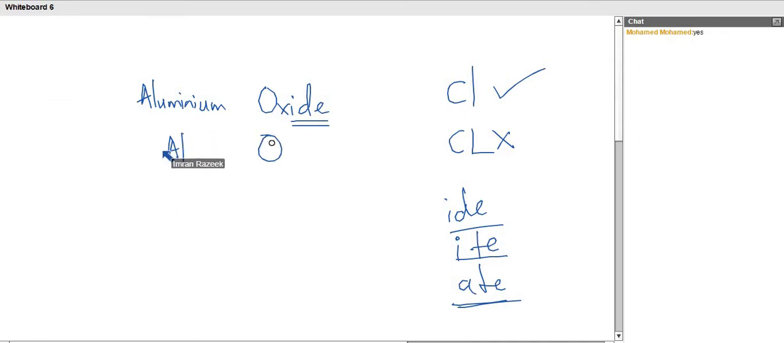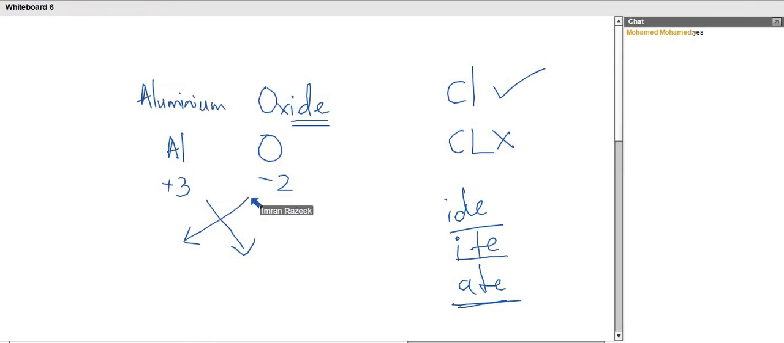First you write the symbols, and then you write the valency. Aluminium, group 3, is plus 3. Oxygen, group 6, is minus 2. It's not a must to write the sign, the plus and the minus, for valencies. Only for oxidation numbers we write the plus and minus. For valency it is not a must. Oxidation numbers we'll be studying later on under inorganic chemistry, right?